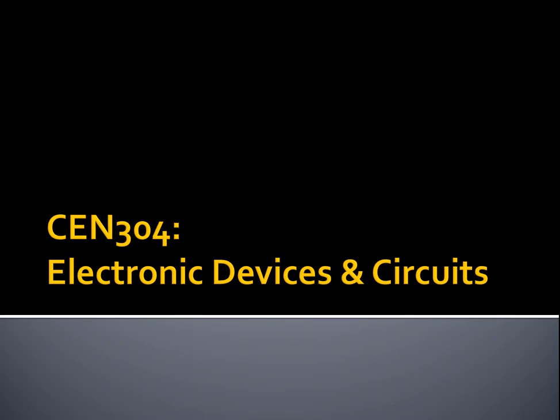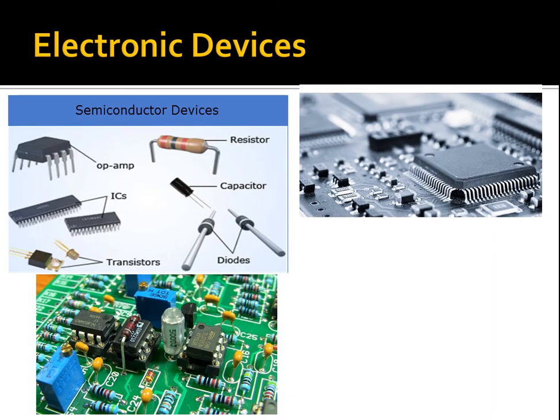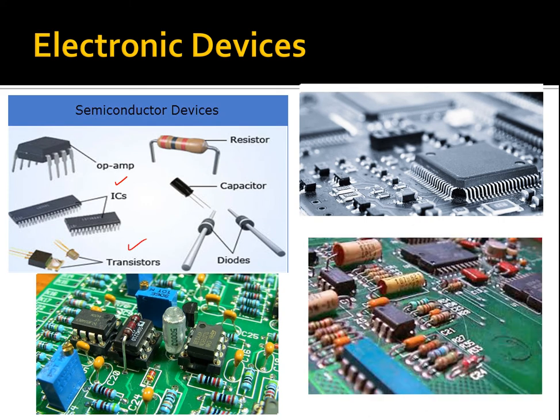So this is our first lecture of Electronic Devices and Circuits. We started this lecture and learned about the importance of semiconductor materials for the fabrication of different kinds of electronic devices, for example resistors, capacitors, op-amps, ICs (integrated circuits), and transistors, and they are being used in a wide range of applications.